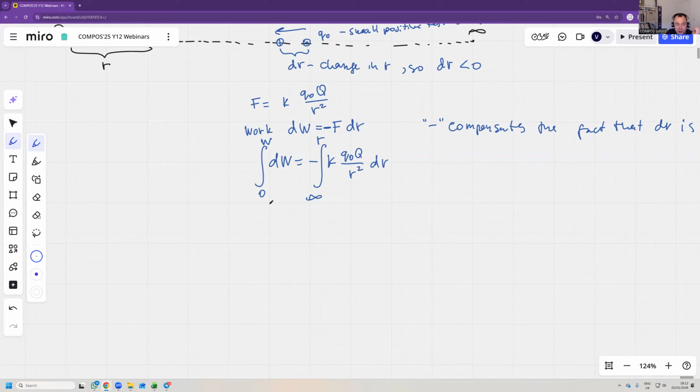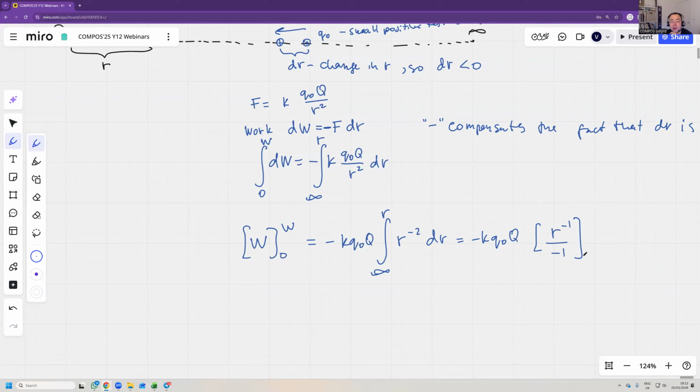Okay, so if we integrate this, this is going to be W between limits 0 and W, minus k Q0 Q. These are constants, so those don't matter. r to the power minus 2 dr from infinity to r. So minus k Q0 Q, and we integrate this. This is going to be r to the power minus 1 over minus 1 from infinity to r. So minus k Q0 Q.